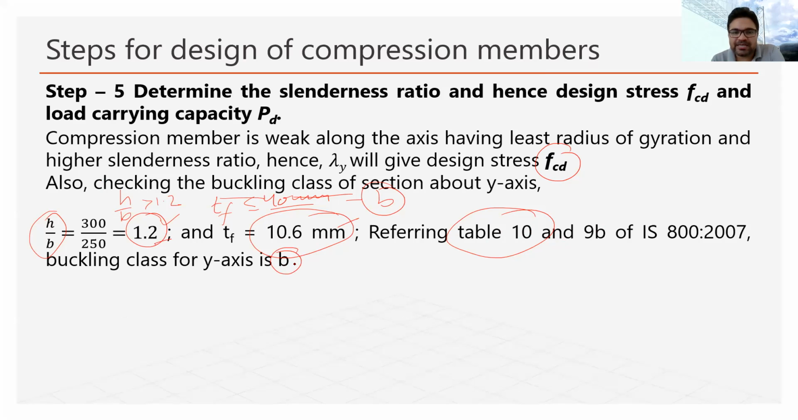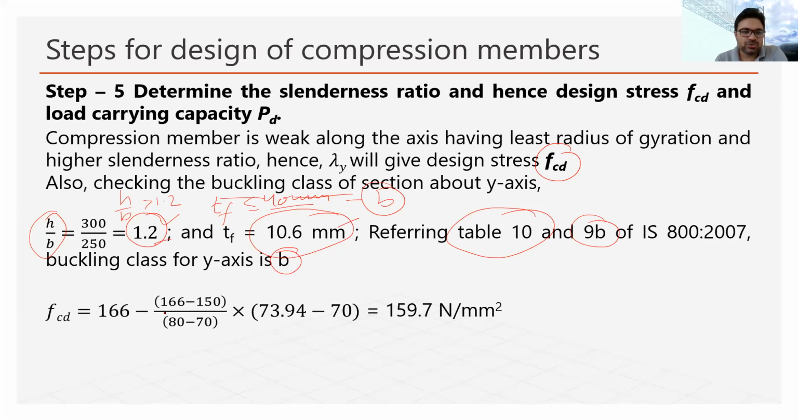And for buckling class B, we will refer to table 9B. I have already explained how we find the FCD value from the table, so I am writing here directly. The FCD value can be calculated from interpolation. After interpolation, the value of FCD is 159.7 Newton per mm square. So now we have found the value of FCD.